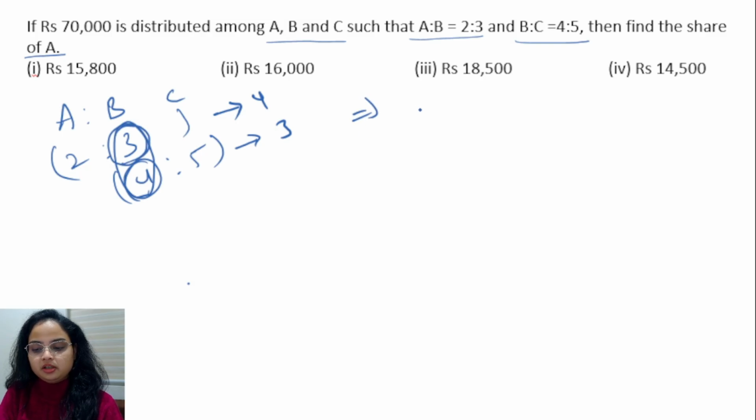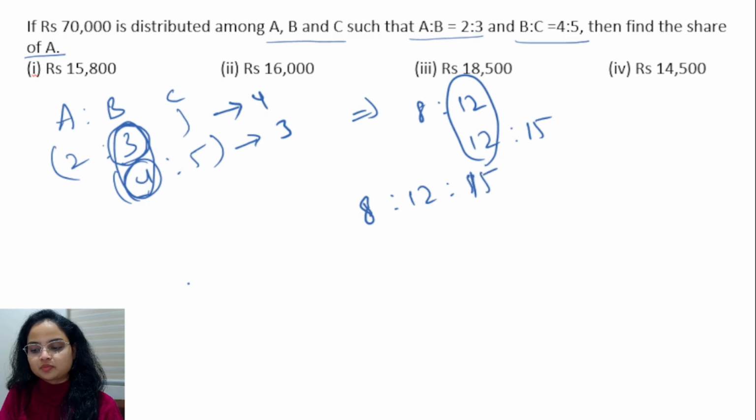So the first ratio will be 8 is to 12 and the second ratio will be 12 is to 15. Now both the numbers are same. We will combine them, it is 8 is to 12 is to 15. Now the total is 70,000. So how many units are there in total? 8 plus 12 plus 15, it is 35 units is equal to 70,000. 35 into 2 is 70. So 1 unit is equal to 2,000.